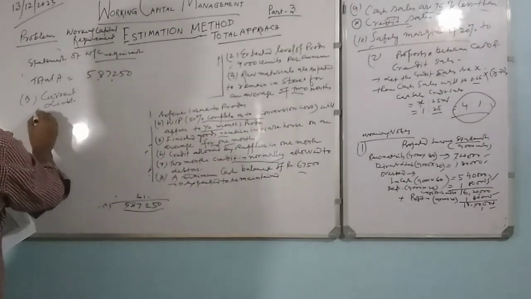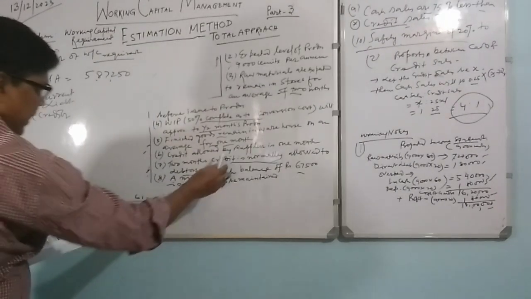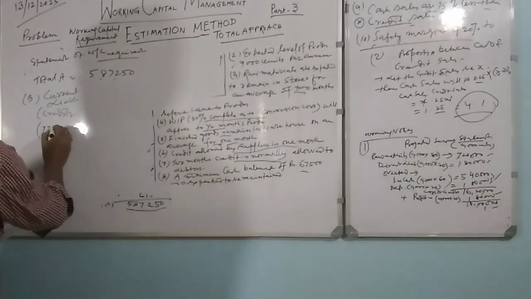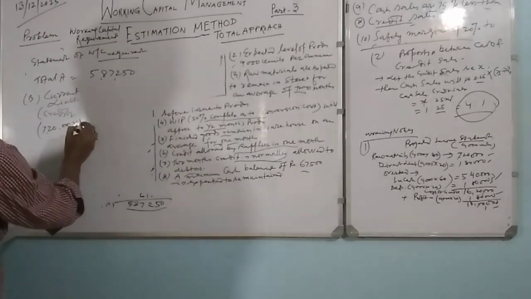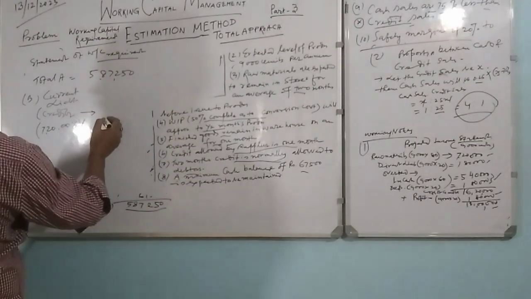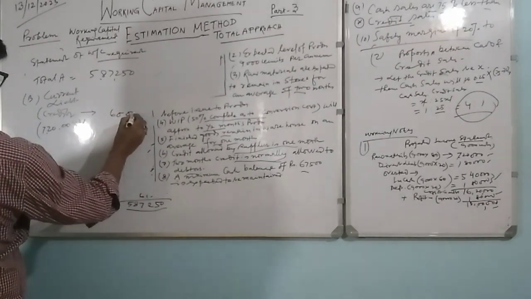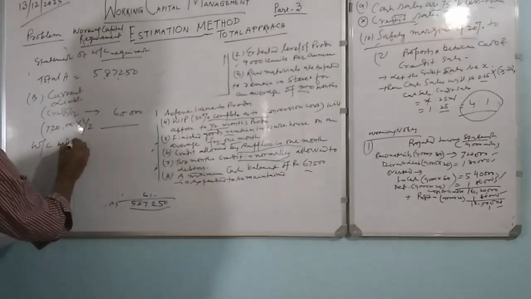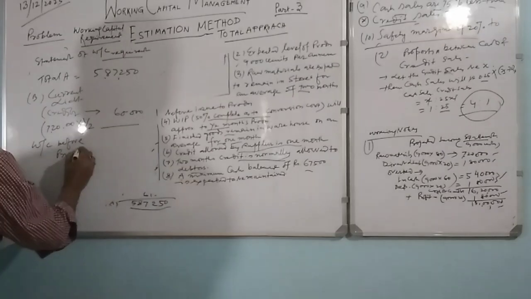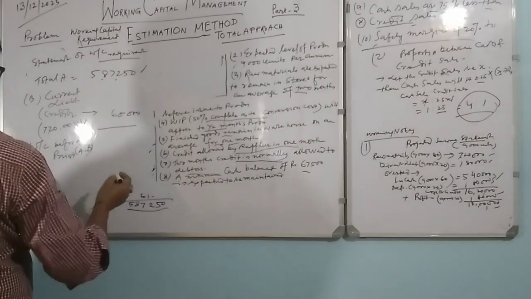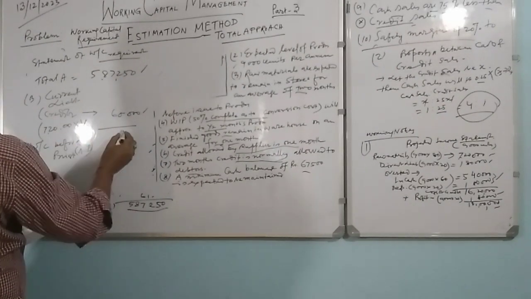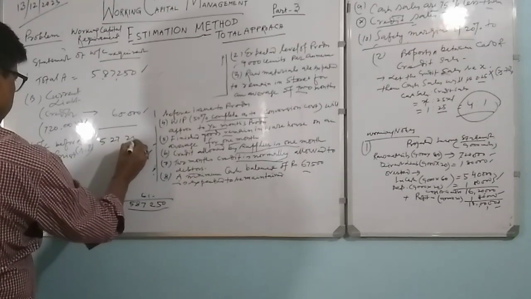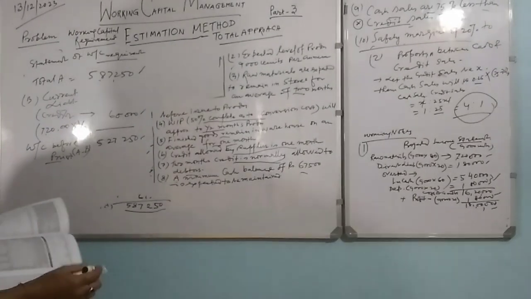Current liabilities means your creditors, credit allowed by the supplier 1 month, very simple. So creditors on raw material 7,20,000 into 1/12 comes to 60,000. Then working capital before provision equals A minus B: 5,87,250 and current liability B equal to 60,000. The net figure is coming to 5,27,250. This way your working capital requirement is done.